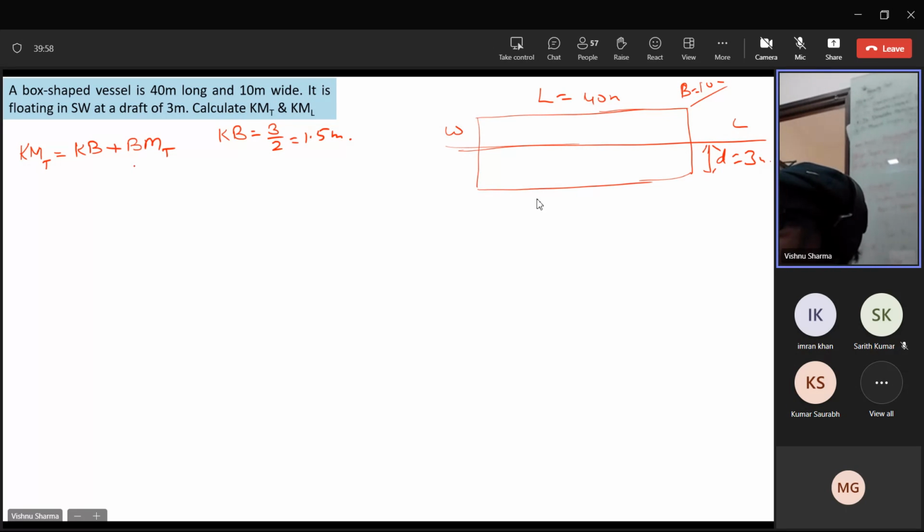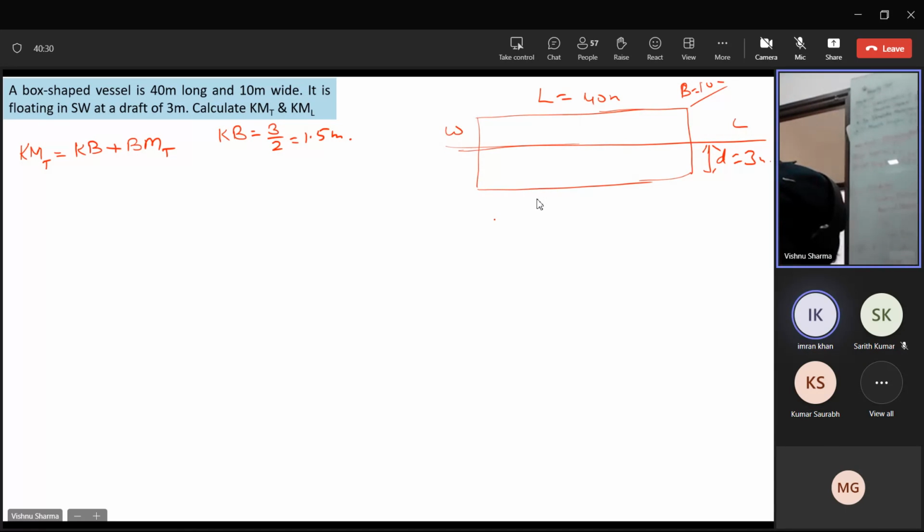For BMT, I will have to visualize the shape of the water plane. If I cut the ship at the waterline, what will be the shape of the water plane, guys? Rectangle. Anybody who has a problem in figuring it out, let me know. What will be the dimensions of the rectangle? Please speak out the dimensions also.